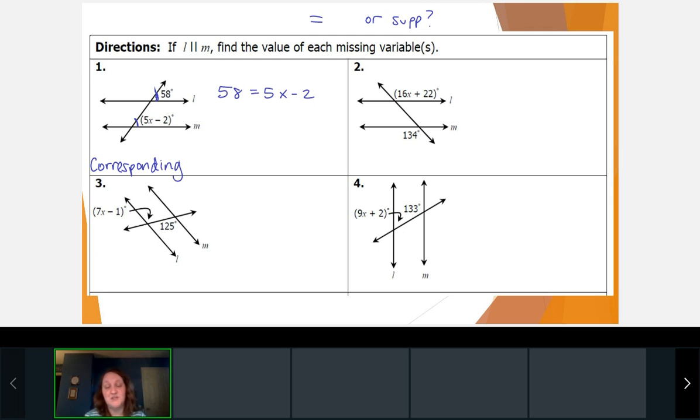Now the geometry part is over, and we play algebra. I'm personally going to add 2 to both sides. Remember, the property that allows me to add something to both sides is the addition property. And then I'm going to divide both sides by 5. Dividing both sides by 5 is the division property. And what do we get? We get 12. And that's all it was asking for: find the value of the variable. If you wanted to double check, you could take that 12 and plug it in. 5 times 12 minus 2. Make sure you get 58, because if you don't get 58, you did something wrong.